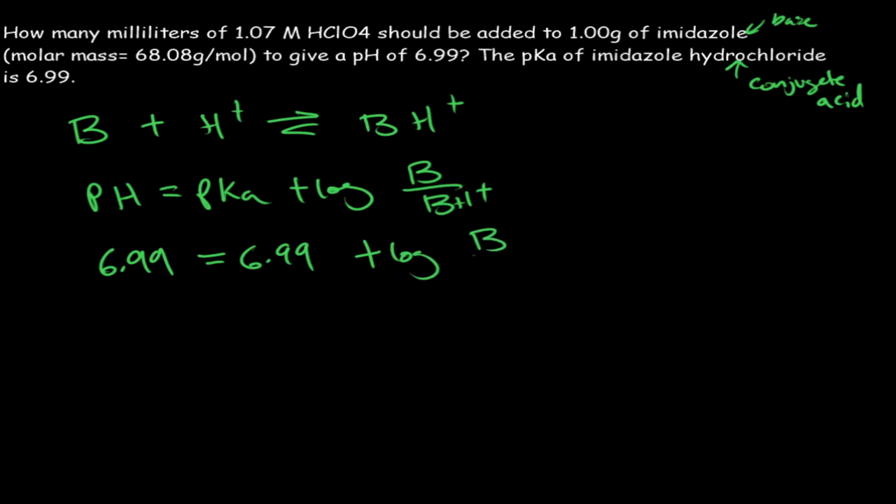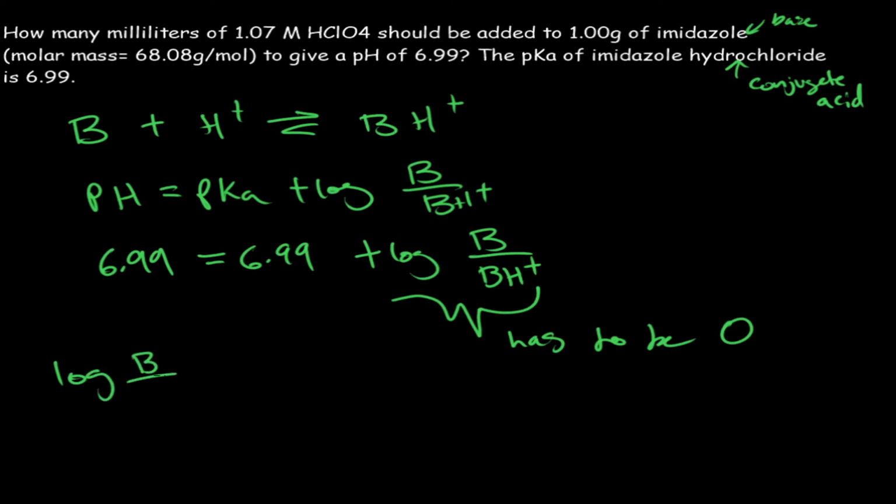So whatever our log of B over BH plus must equal has to give us a pH of 6.99. Well, since our pKa is already 6.99, we know that our log of B over BH plus, this whole portion, has to equal 0, or else you can't get a pH of 6.99. So if log of B over BH plus is equal to 0, that means this fraction, B over BH plus, this ratio has to equal 1 because the log of 1 will be 0.